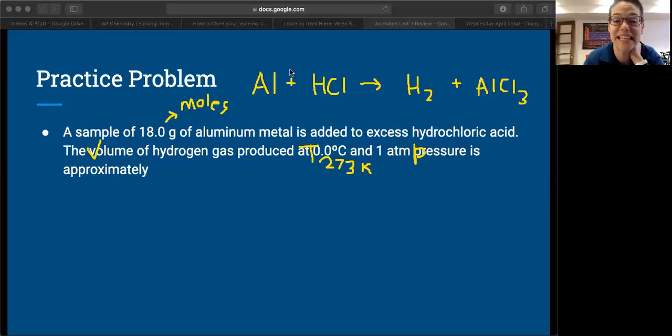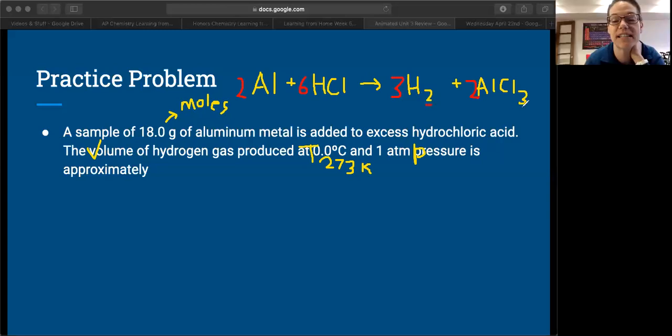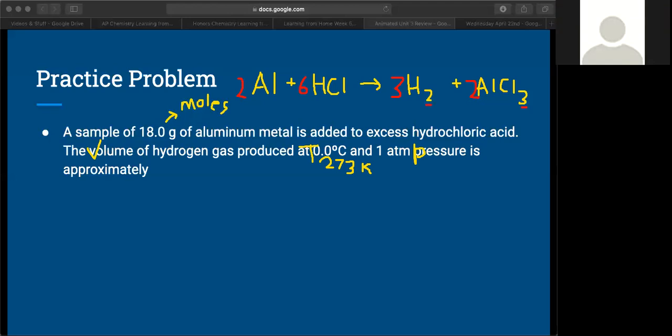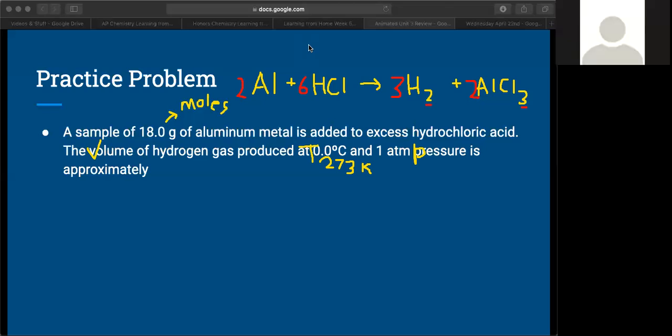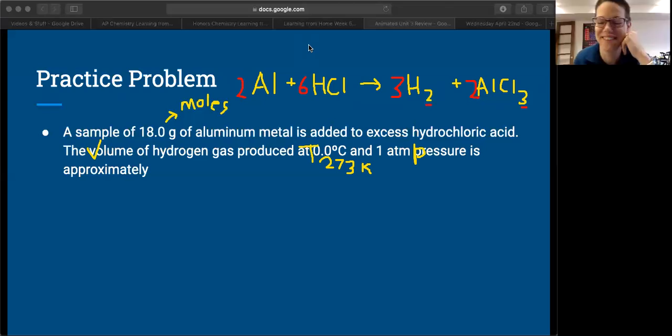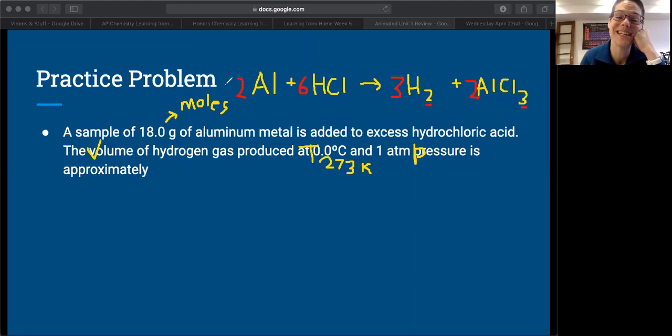Okay, so balancing. I wrote that wrong. 2, 2, 6, 3. We know you're going to have to use 3s and 2s because of these two guys.